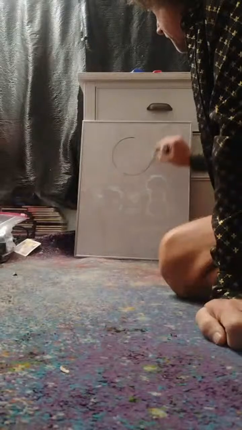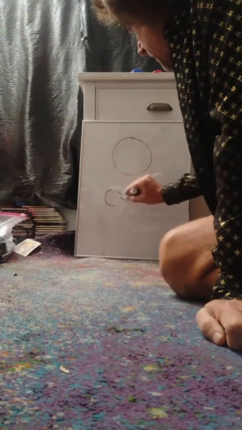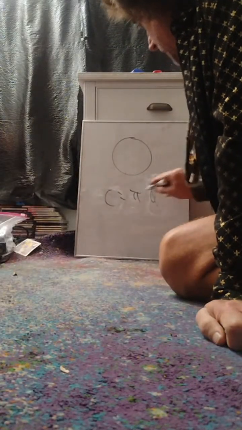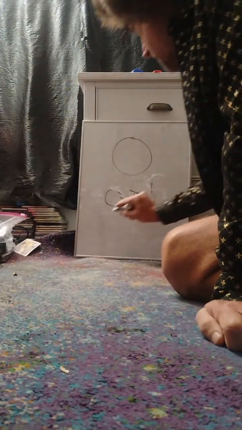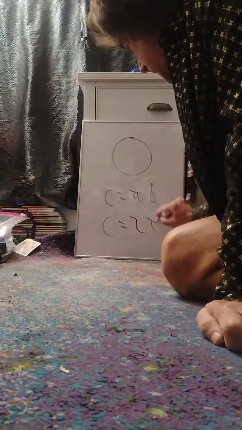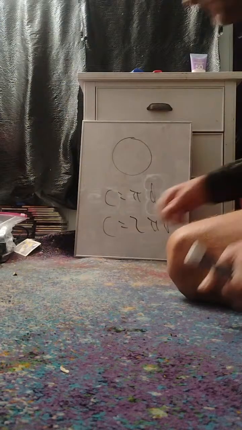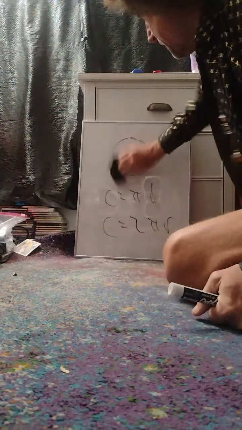Well, the circumference of a circle is pi times the diameter. By definition, that's the definition of pi. Since the diameter is twice the radius, that means the circumference equals 2 pi r. A lot of people know that, and that would be the truth.